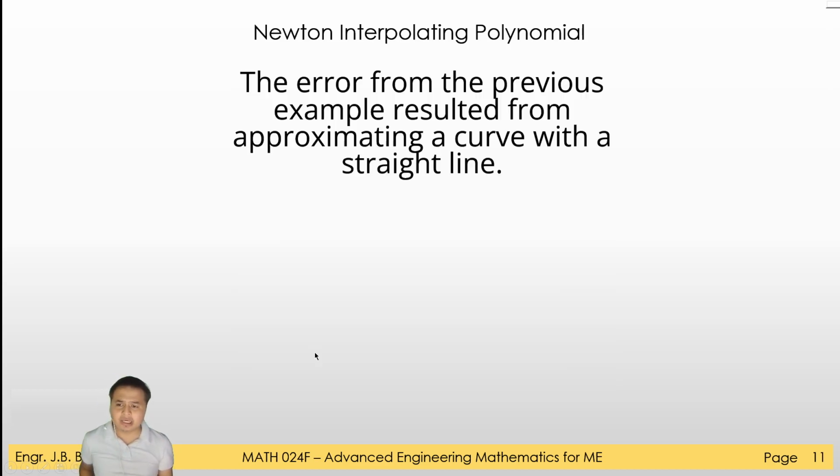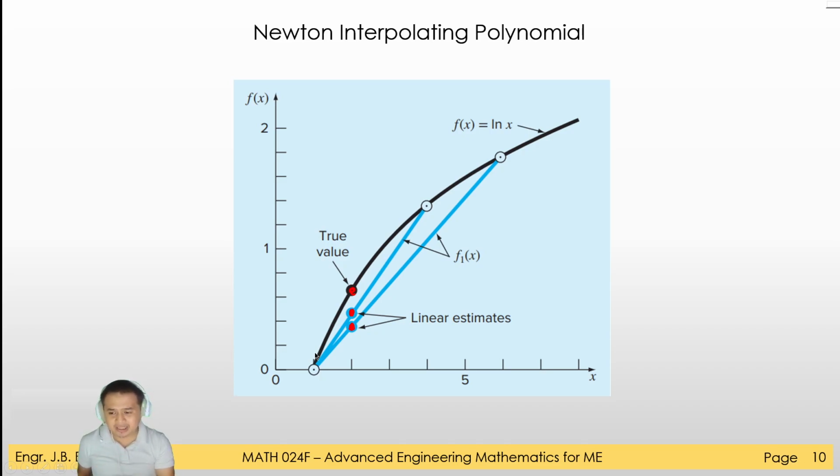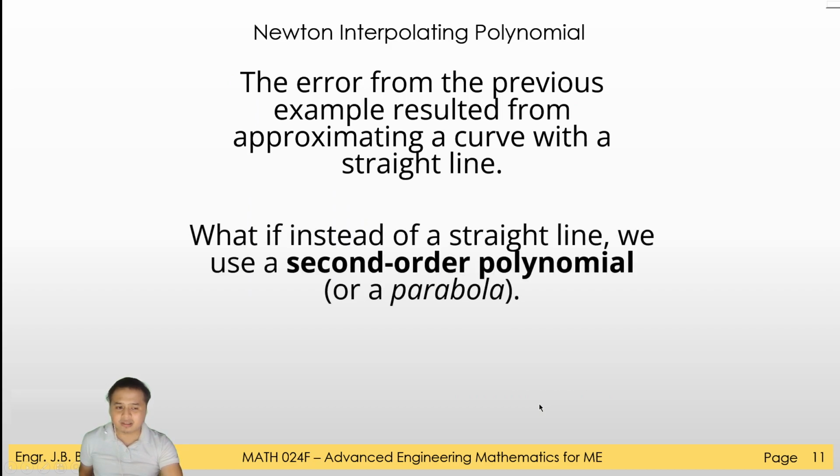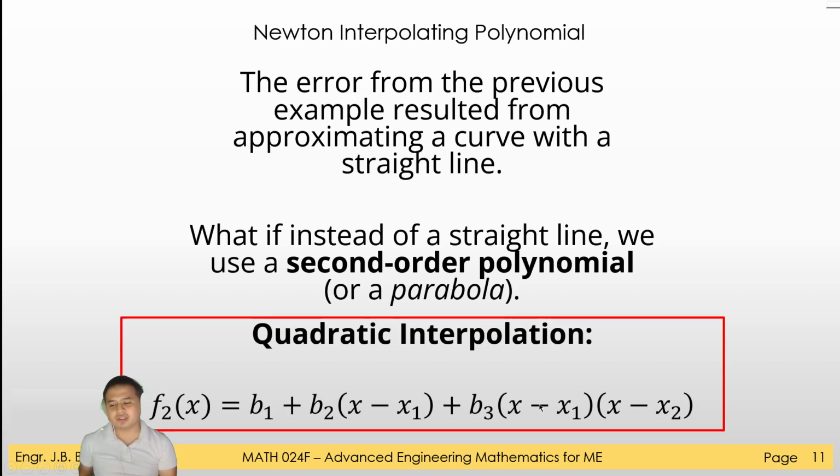So the error from this previous example, as you can see, is this height difference. Again, this is the error for the first estimate, and this is the error for the second estimate. We can minimize the error by, instead of making a linear interpolation or a line, making a parabola, a second order polynomial or quadratic equation. So we can do the quadratic interpolation.